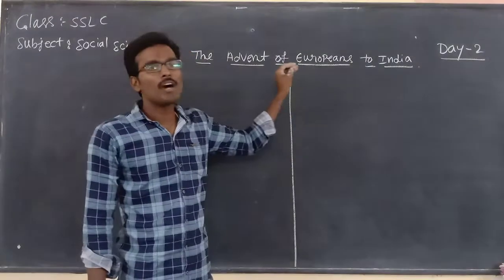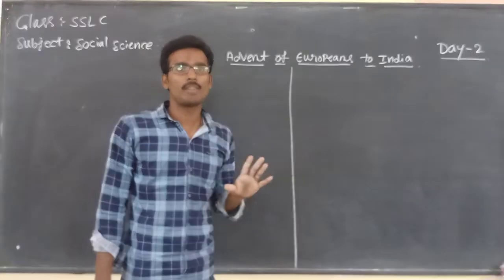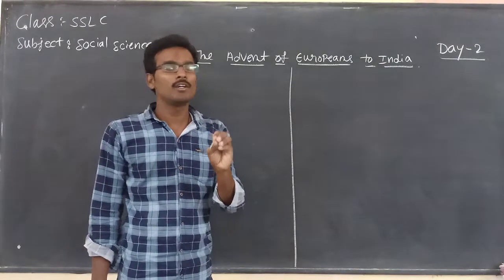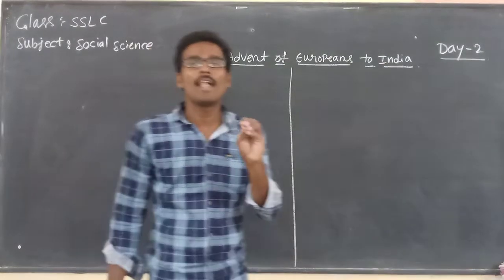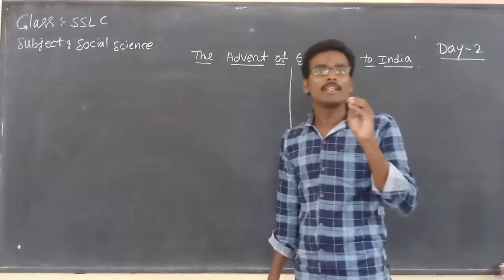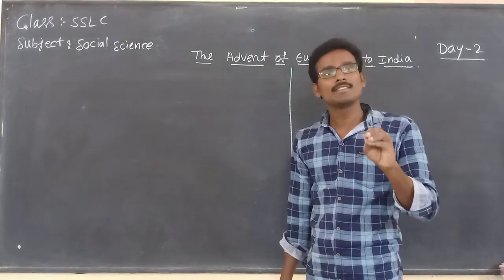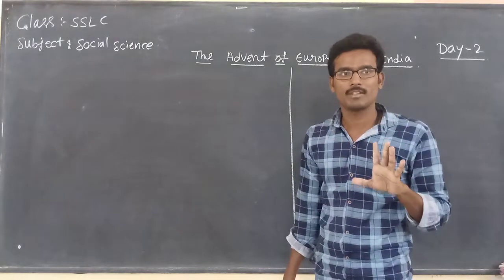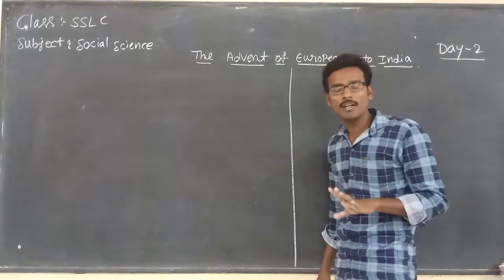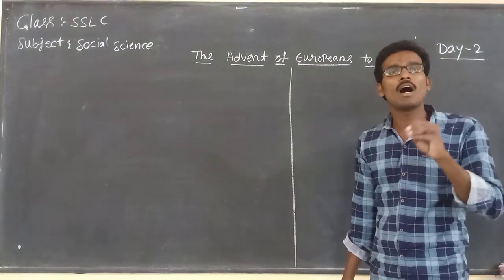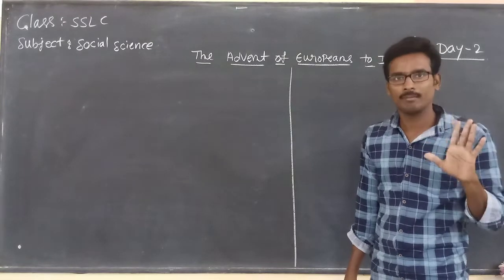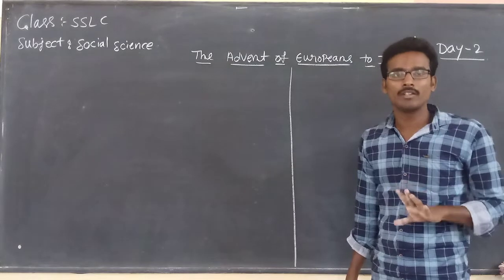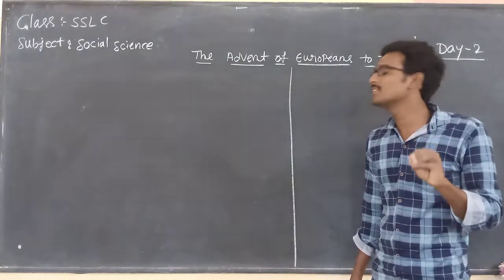In this second session of the class regarding the advent of the Europeans to India, once again, I will recollect the information we discussed in the last class. In the last class, we discussed how the Europeans arrived in India and who the Europeans were that arrived in India for the first time. In this class, we will continue the topic with the remaining essentials in that lesson.